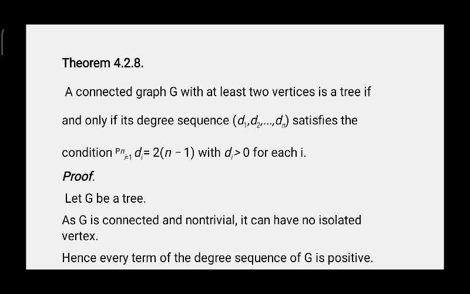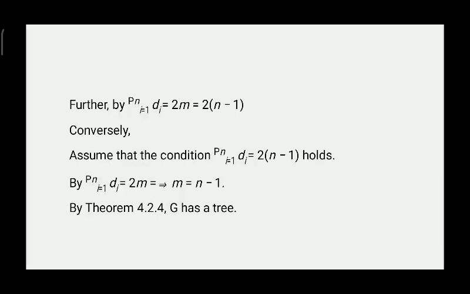Here let G be a tree. As G is connected and non-trivial, it can have no isolated vertex, hence every term of the degree sequence of G is positive. Further, sigma i equal to 1 to n of di is equal to 2m. Already you know m is equal to n minus 1, so it's equal to 2 times n minus 1. Assume that the condition is true, then prove that G is a tree. The converse part is obvious, so hence we prove the theorem.